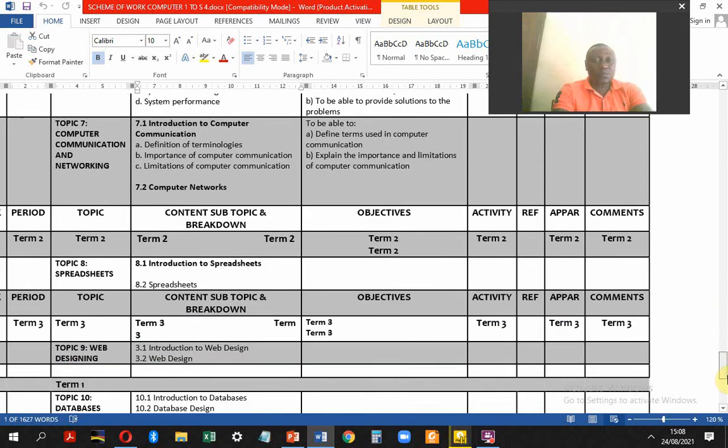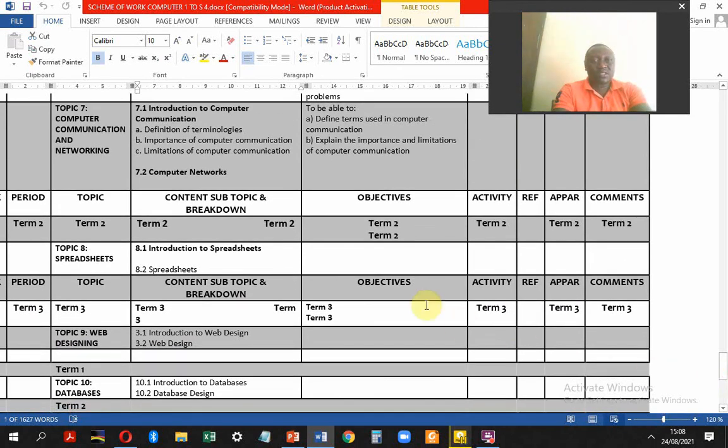Okay. Topic 7, which is computer communication and networking. We look at computer networks. Here, we will explain the importance and limitations of computer communication, and the terms used during communication. Topic 8, we'll be looking at spreadsheets, whereby we will deal with the cells and entering data, and then it will take us to web designing, where we shall look at an introduction to web design.